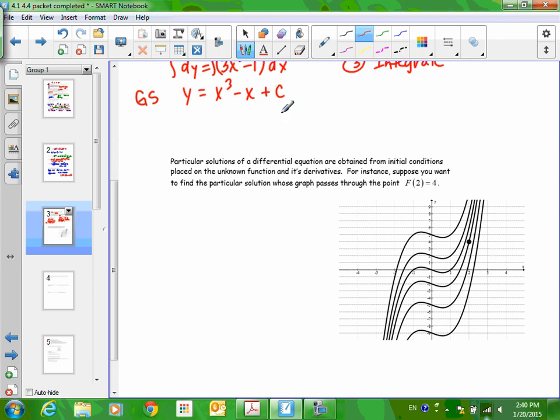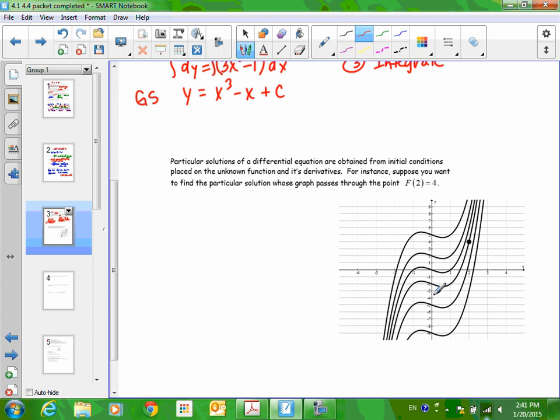So the top one is x cubed minus x plus 5. Okay? The bottom one is x cubed minus x minus 9. In other words, I know those numbers because those are the y-intercepts. All right? And these are not the only ones. There's actually infinitely many solution curves.